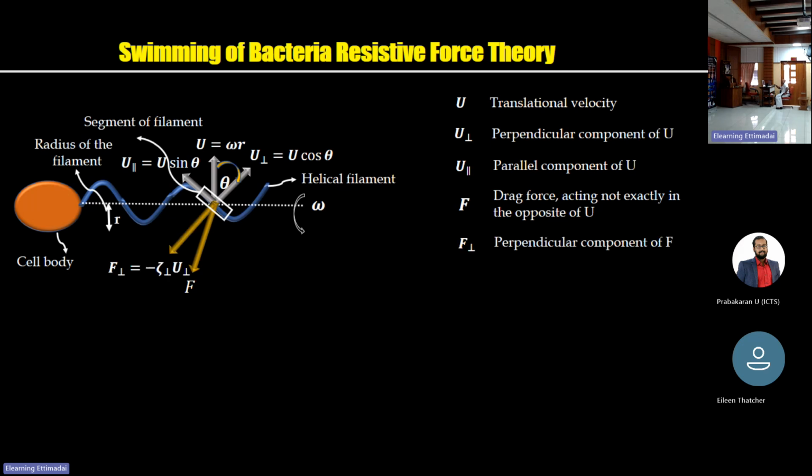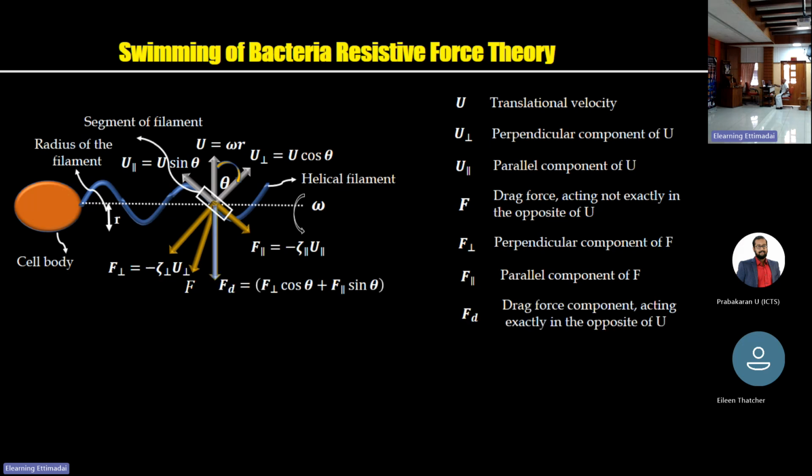If you decompose this into two parts, F parallel and F perpendicular, then there is one resultant component Ft, which you can write as F perpendicular cos theta plus F parallel sin theta. Another component is Fp, which is F perpendicular sin theta minus F parallel cos theta. This force is the propulsive force. This force helps the bacterium to move forward.